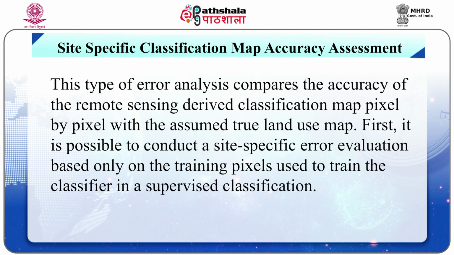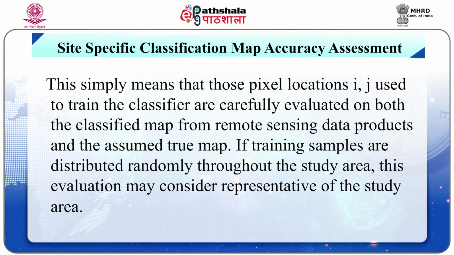Now, site-specific classification map accuracy assessment. This type of error analysis compares the accuracy of the remote sensing derived classification map pixel by pixel with the assumed true land use map. First, it is possible to conduct a site-specific error evaluation based on the training pixels used to train the classifier in a supervised classification. This simply means that those pixel locations i,j used to train the classifier are carefully evaluated on both the classified map from remote sensing data products and the assumed true map.